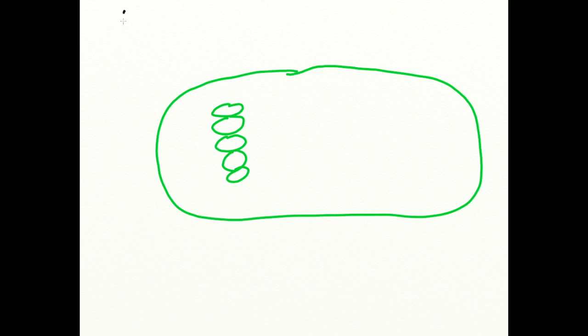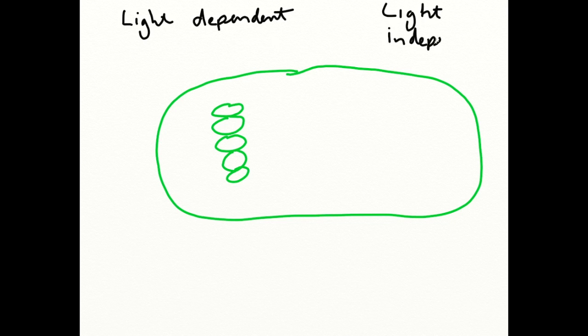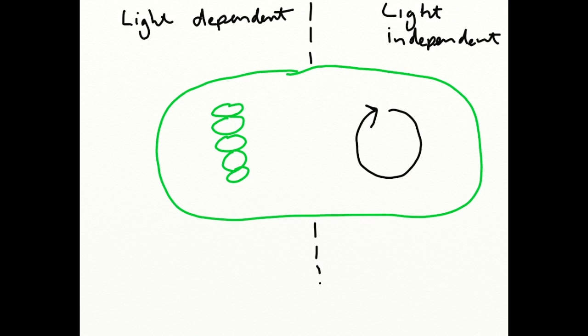We have the light dependent, which needs light, and the light independent. Okay, and I'll put a line down here. It doesn't actually work like this, like left and right of a chloroplast, but to help you understand. Remember, I said the light independent reaction has a process within it called the Calvin cycle.